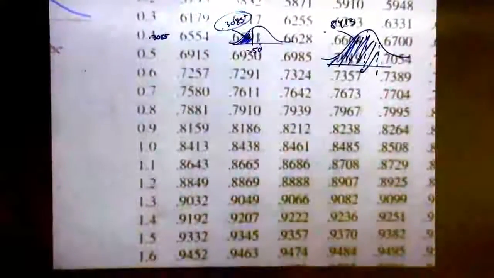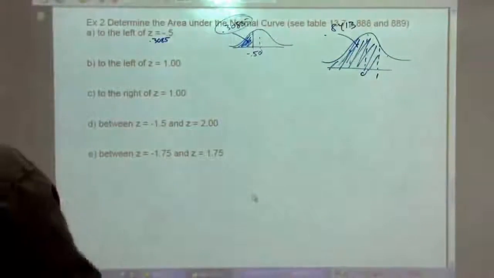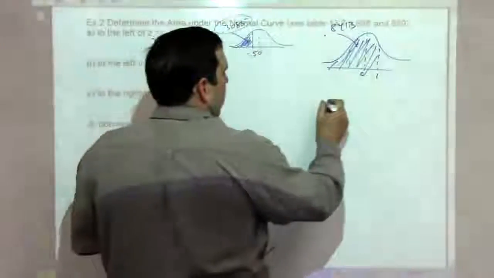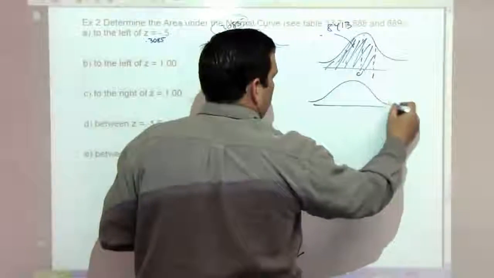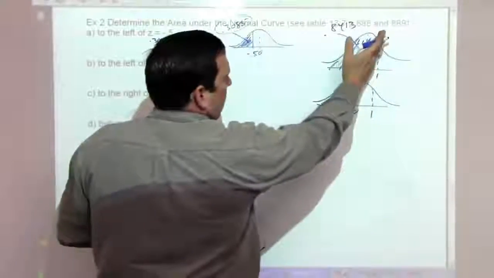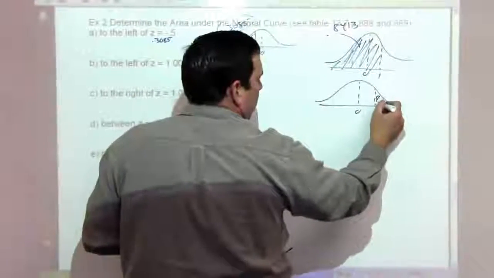There. Okay, the next one talks about being to the right of 1.00. So in the next one, here's our curve, here's 0, here's 1. The previous problem talked about being to the left of that. Now what if we're to the right of that? How do we get that?